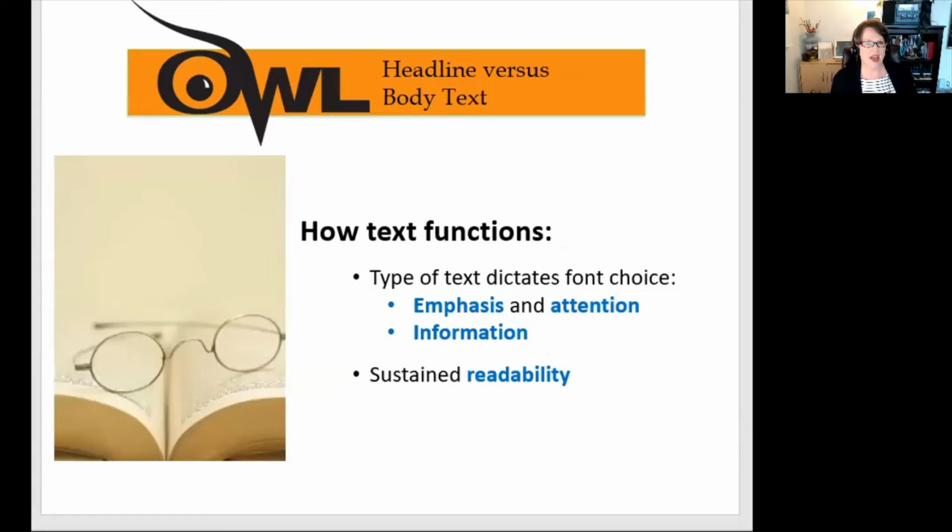So let's look at headline versus body text. You know, when you're in your document, whether you're using Microsoft Word or Google Docs to do your typing, it's important to choose a font according to your rhetorical situation and not simply because it's cool looking or pretty.